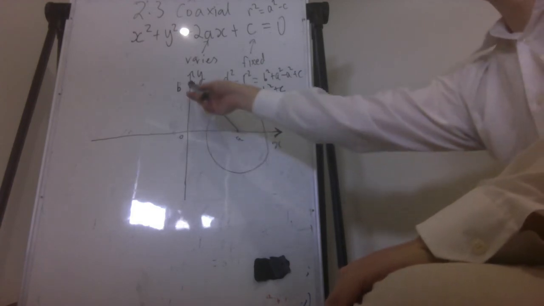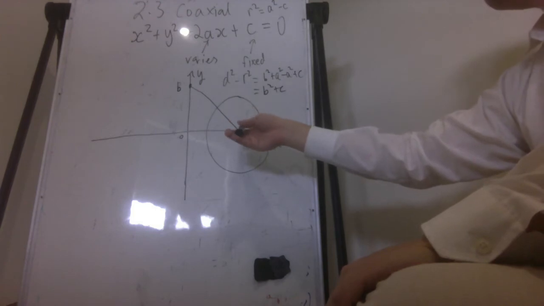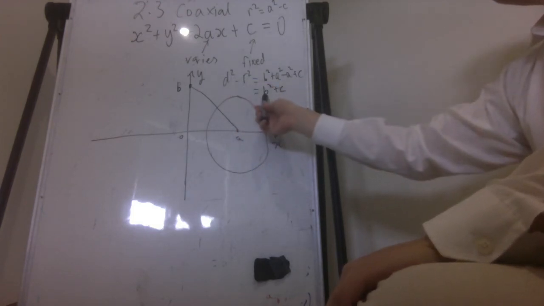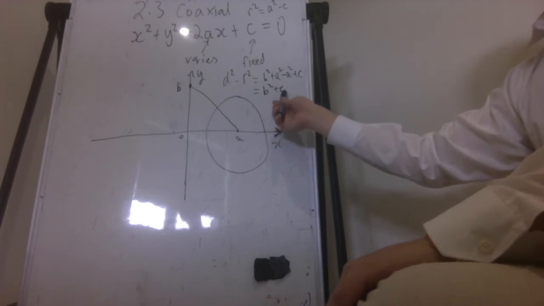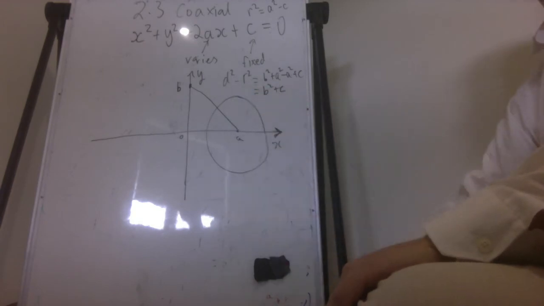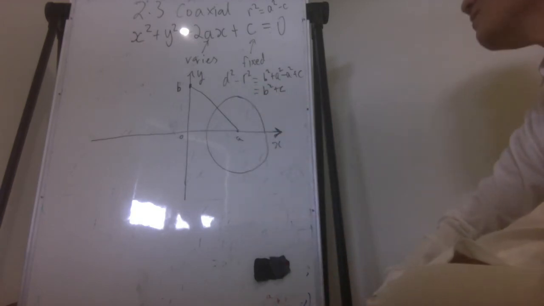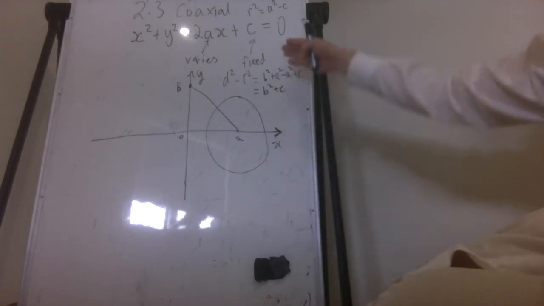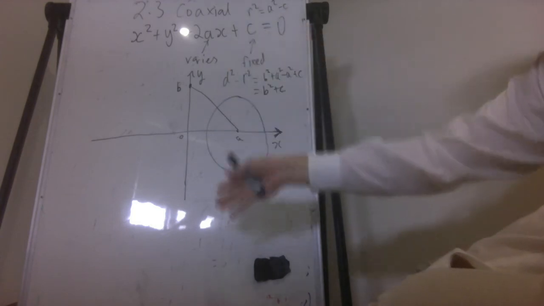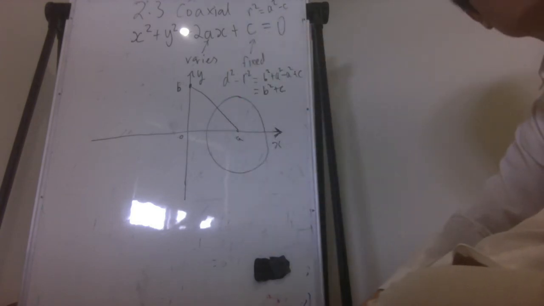Because the distance is fixed, and B is fixed, and C is fixed, right? Then there's only one radius that would make it work. So this is a description of all the circles which have the y-axis as radical axis. And it actually covers quite a lot.